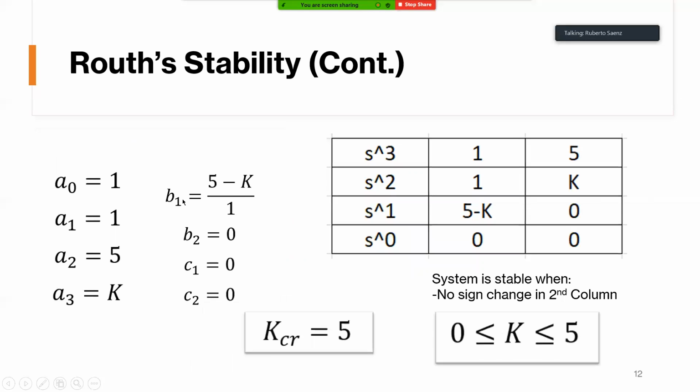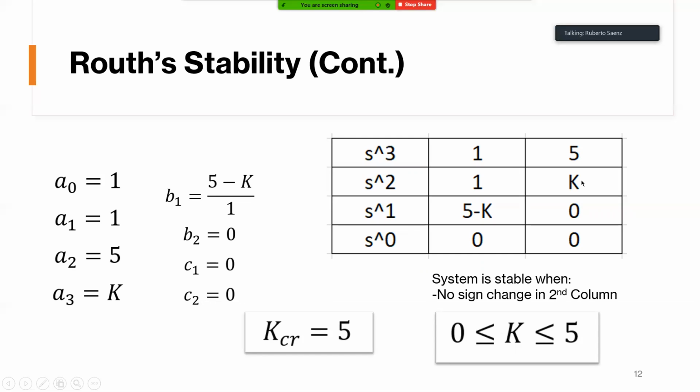So going back, we end up with a0 is equal to 1, a1 is equal to 1, a2 is equal to 5, and a3 is equal to k. b1 from the previous equation comes out to 5 minus k, and then b2, c1, and c2 all end up zeros because we do not have values following a3. So a4, a5, a6, those are all going to be zeros since we don't have any.